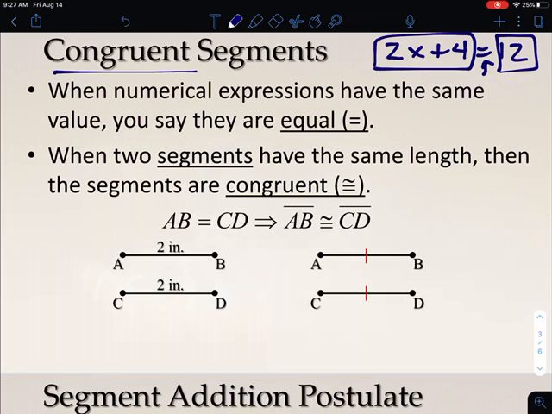When we talk about geometric figures, like line segments or triangles or circles and so on, when we have two segments, so two actual figures, that have the same length, then the segments are congruent. So when you think congruent, you need to think same. Same length, same area, same perimeter, whatever. So for numerical expressions like 2x plus 4 equals 12, we use that equal sign.